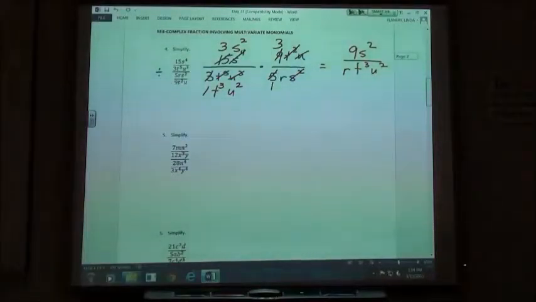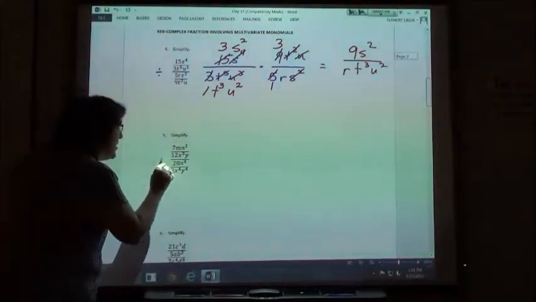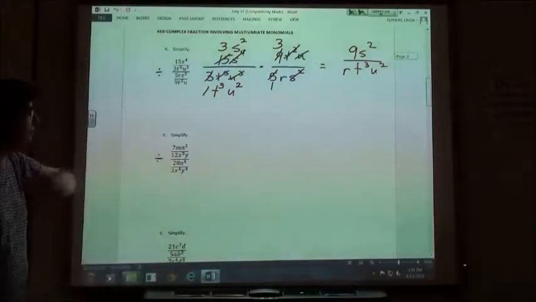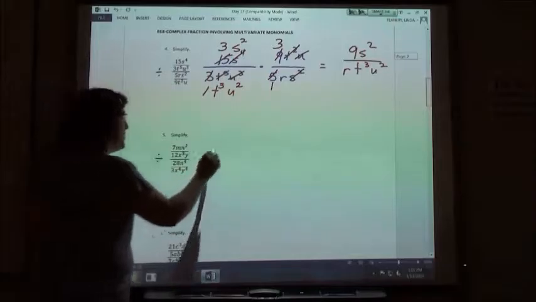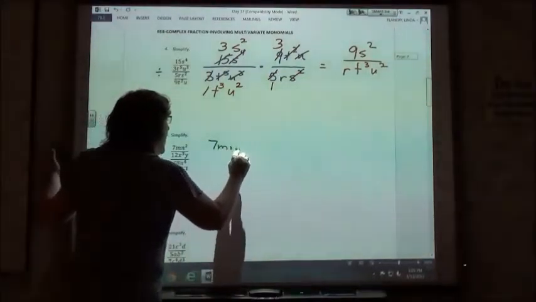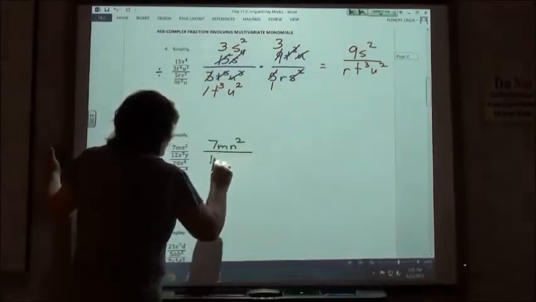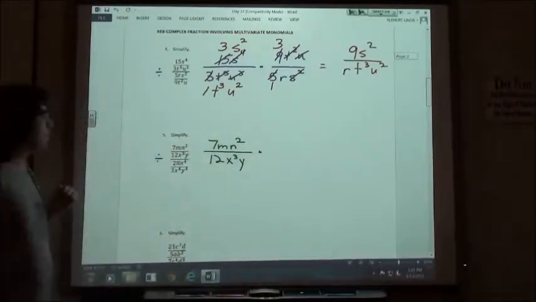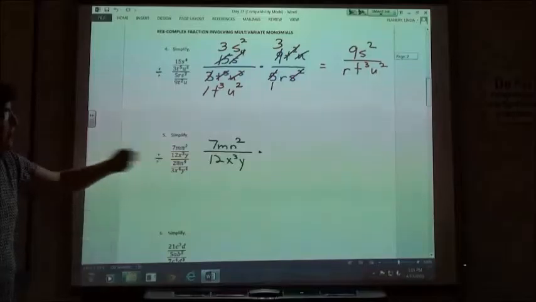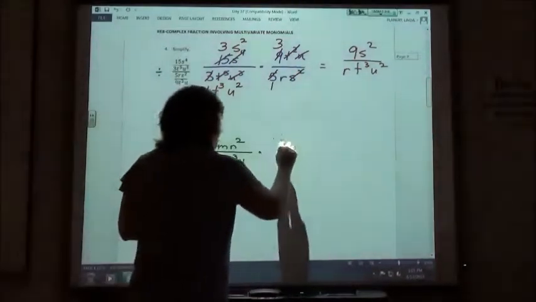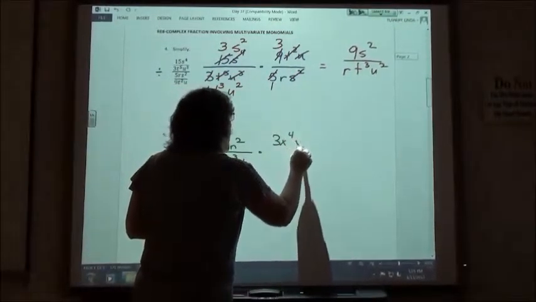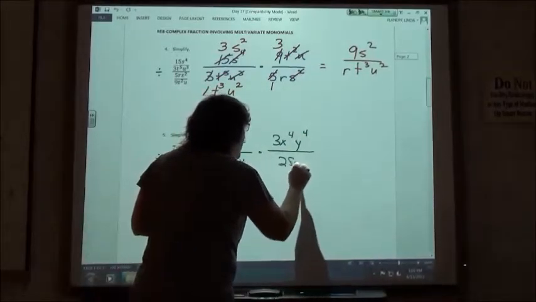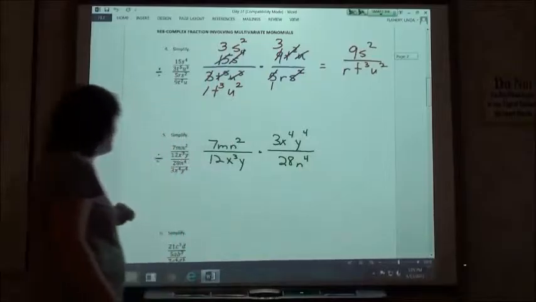So 5's the same kind of thing. I've got that complex fraction. Means I'm dividing my 2 fractions, so I've got to invert that second fraction and multiply. So the top's going to be 7mn squared over 12x to the 3rd y. That's going to stay the same way, but then I've got to do the reciprocal of the bottom. So the 3x to the 4th y to the 4th is going to go on top, and the 28n to the 4th is going to be down on the bottom.